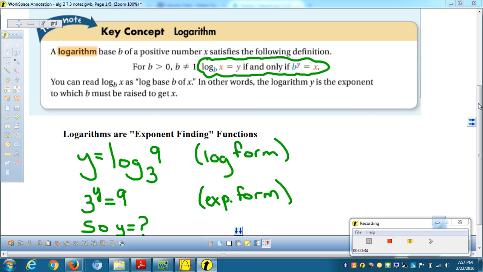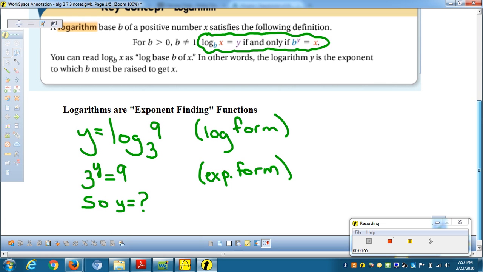So what I want you to get from this definition is that we can switch back and forth between what is called log form and exponential form. And by switching back and forth, sometimes in solving equations, it allows us to solve for variables that before today we wouldn't have been able to solve for. So when you see something like log base 3 of 9 equals y, that is the logarithmic form.